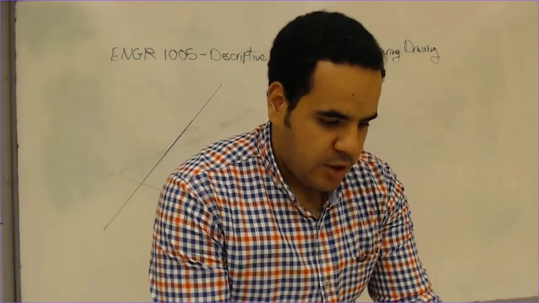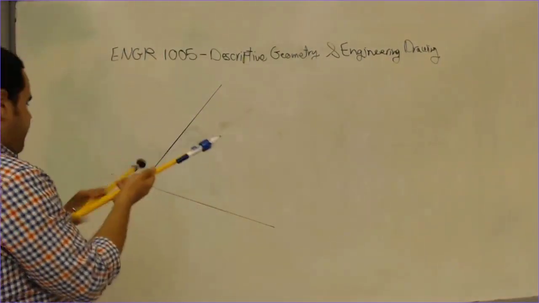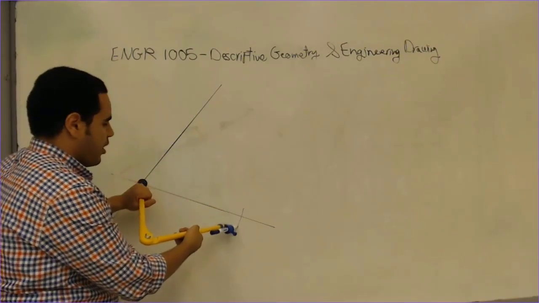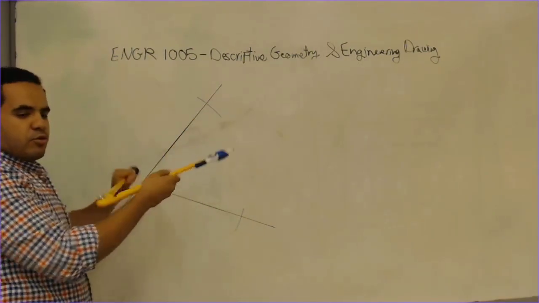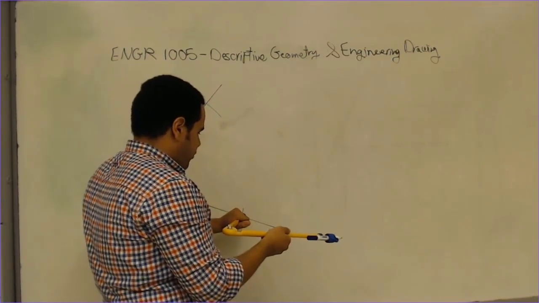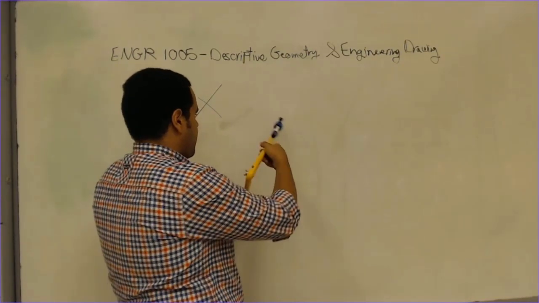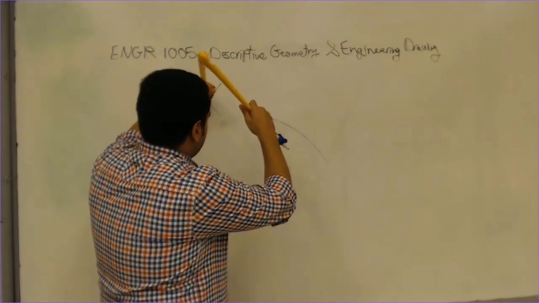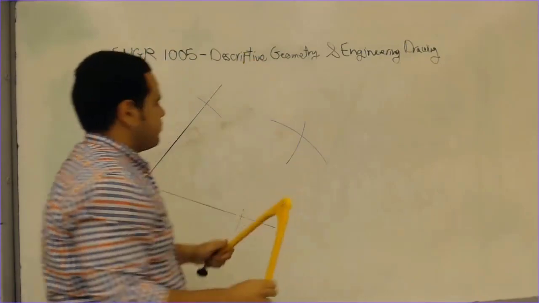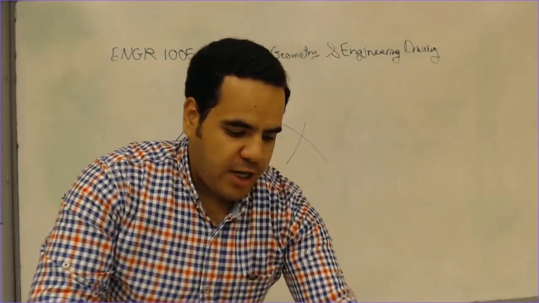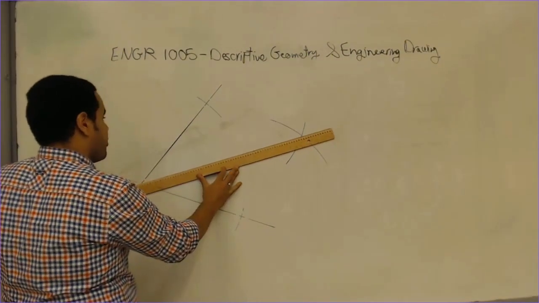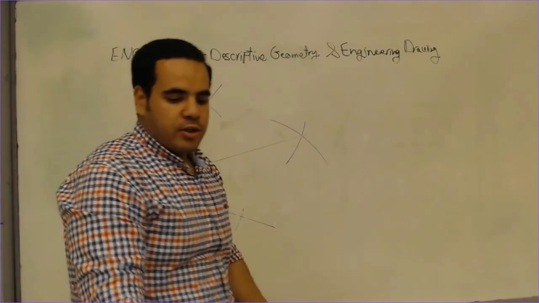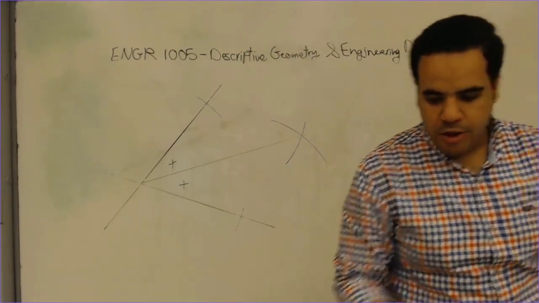How to do this? Easily, you just fix your compass on the corner of your angle, and then you mark here and there. With the same dimension you fix your compass on this intersection here, and you draw an arc here, and you intersect with an arc there. So if you connect the corner and the new intersection point like this, this is going to be your angle bisector. We have two equal angles here.